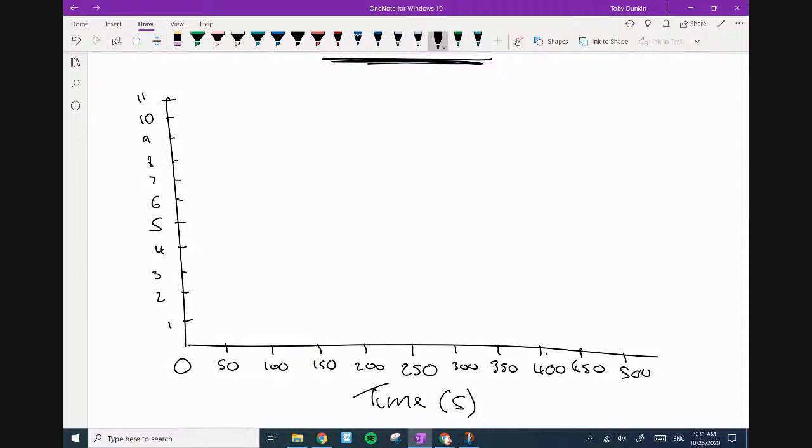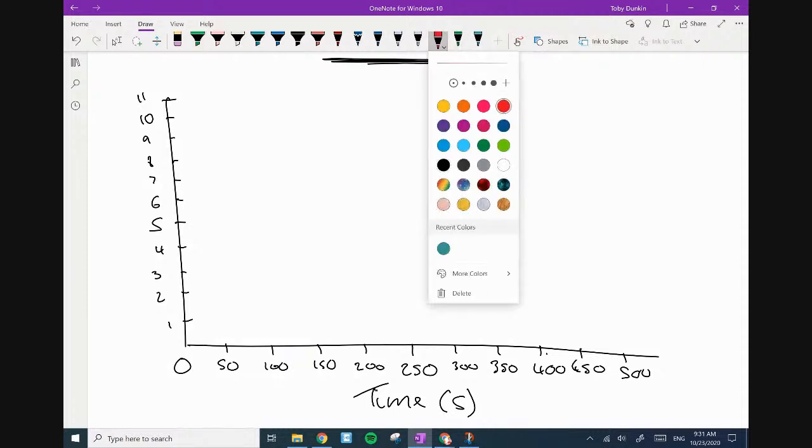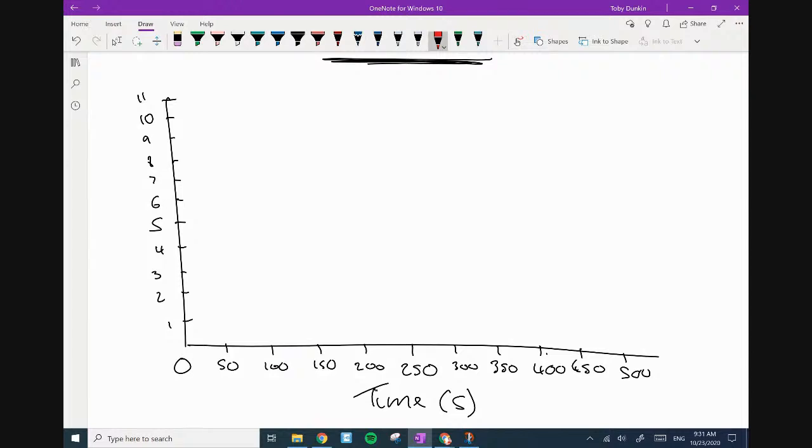Excellent. So Tong, I'm going to plot this in red. Guys, I'd like you to plot the same graph, please, into your notes. So the first one happened at 5 seconds, which is there. Wow, that was really quick. The next quickest one was Rue at 10 seconds. So 10 seconds was Rue.